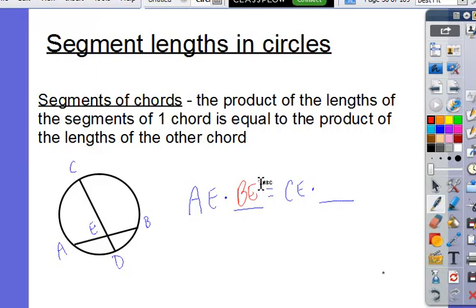All right, so I'm going to take the two pieces of this one and multiply together, and then that's got to equal the two pieces of the other one. So CE would have to be multiplied by CD. BD. ED or DE.